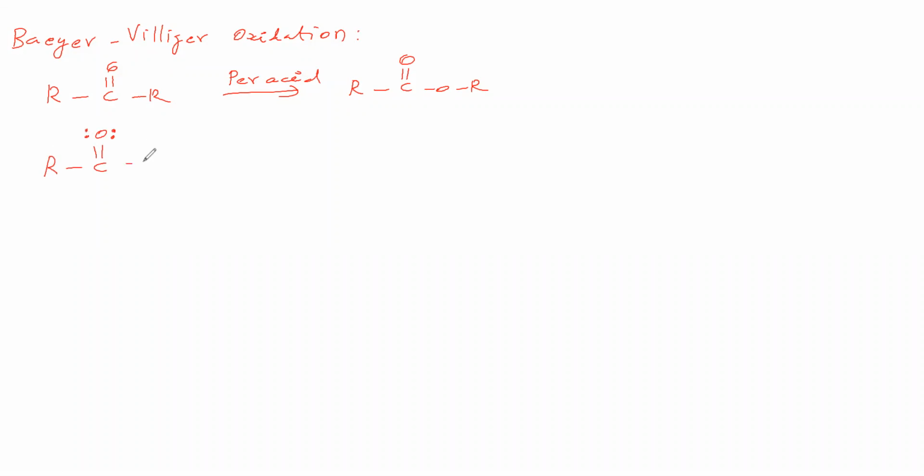Now H+ is coming for attack from the acid. This oxygen is attacking this H+. Therefore, what we are getting is RCO, where one lone pair will be there. Like this we will get. So H+ is attacking this oxygen.